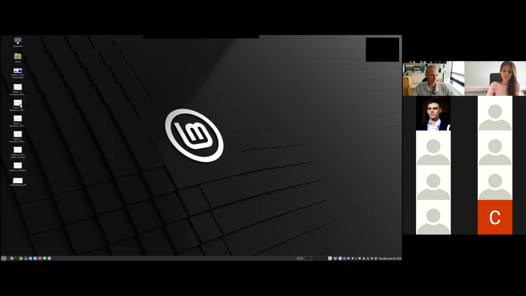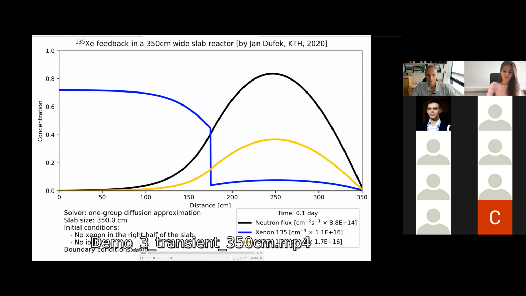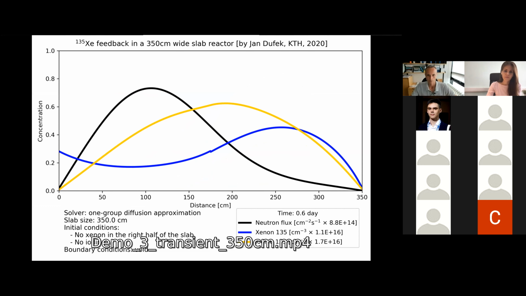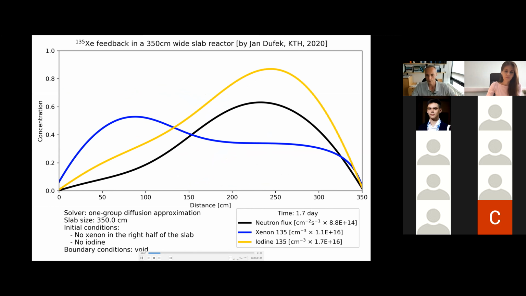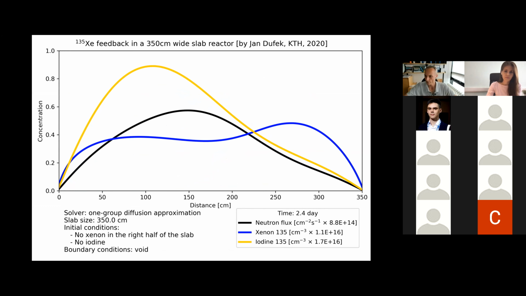Let's take a look at the 350 centimeter wide slab. So we can check the time. Now it's 2 days, 3 days.